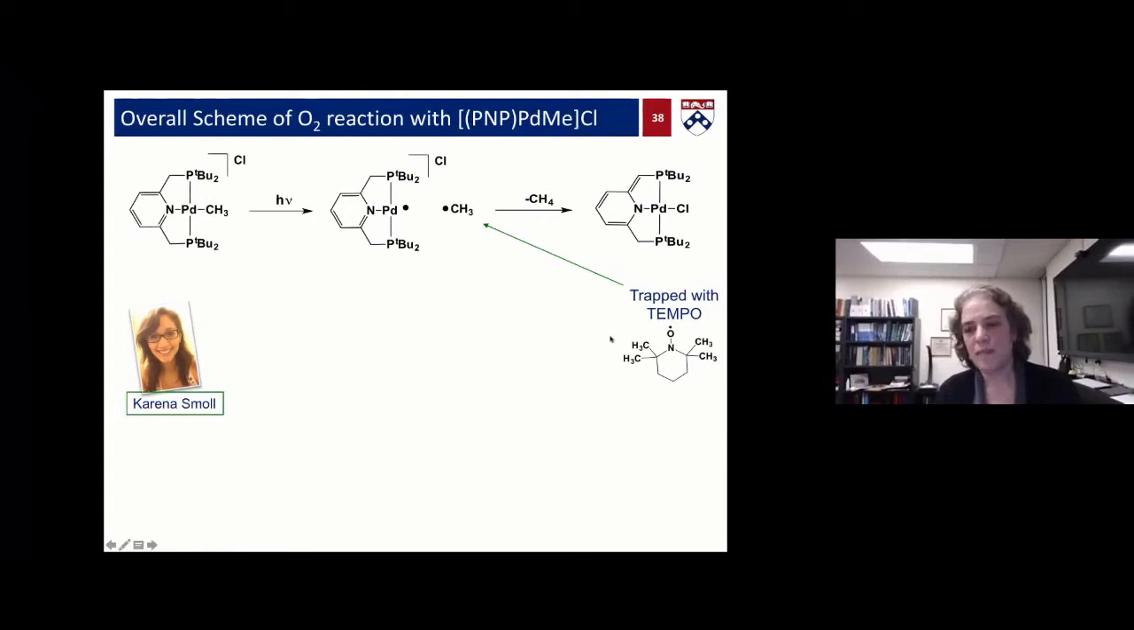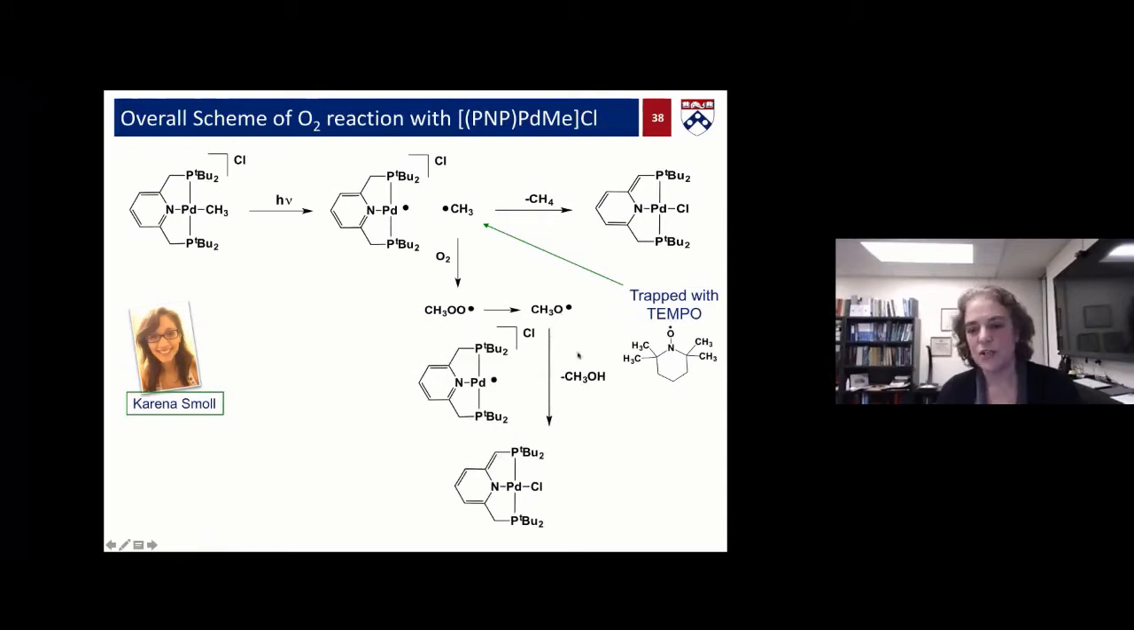We can also trap out the methyl group with TEMPO. If you do have oxygen present, you can form the methyl peroxo species, which can then go on, in this case, to form the methoxy radical, which can again abstract the hydrogen from the backbone, form the de-aromatized species, and again oxidize the backbone. So clearly you have to be worried about the ligand set you put on the metal, even if they don't look like they're going to react. These types of reactions can happen.